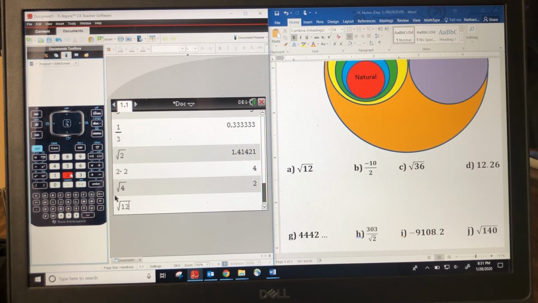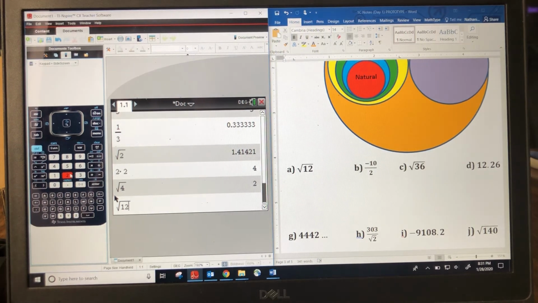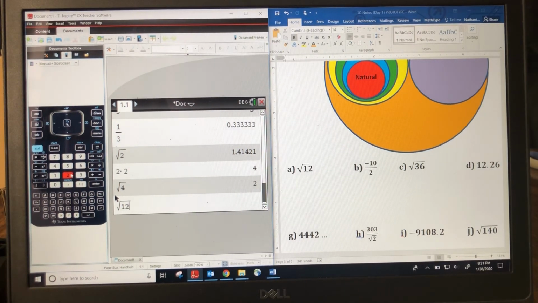And if you're wondering why I hold a pause on that word irrational, it's because sometimes when people say rational and irrational very, very quickly, it's hard to tell, hey, are you saying rational or irrational? So that's why I pause on it.